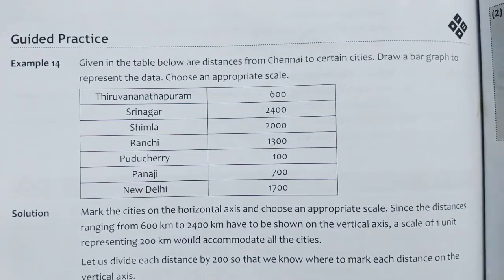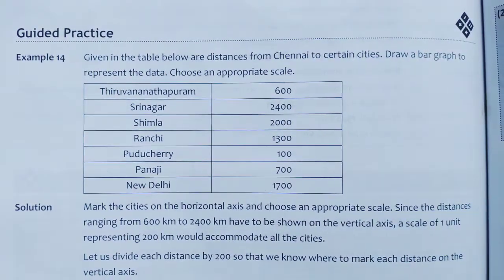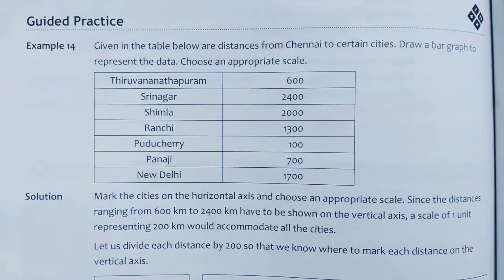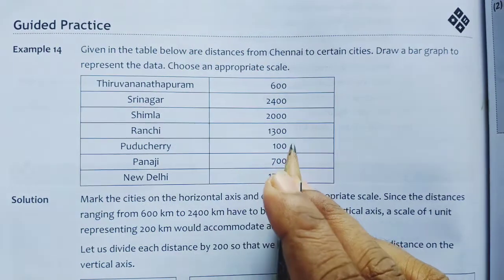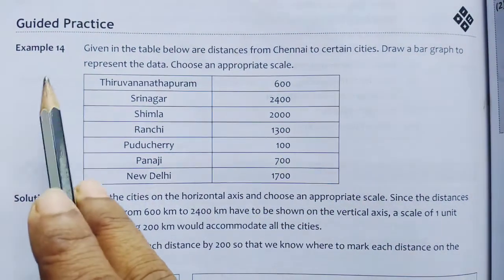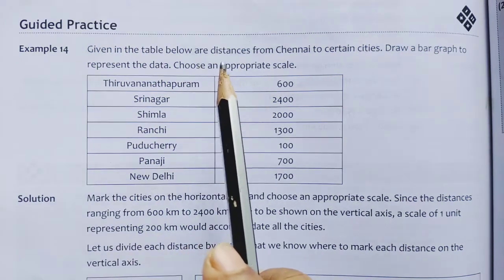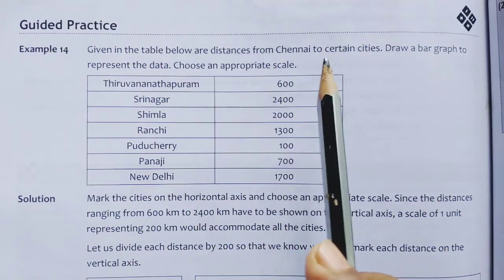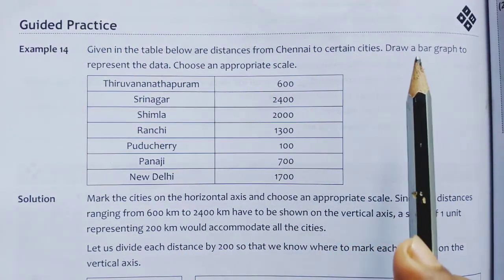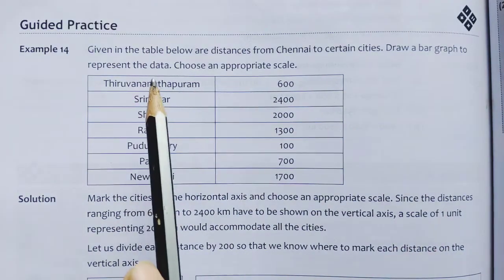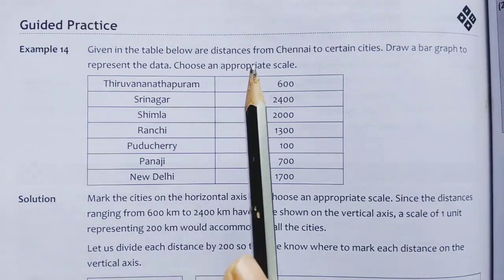A bar graph can be drawn as horizontal or vertical. Just try to understand using a problem. Here is example number 14. Given in the table below are distances from Chennai to certain cities. Draw a bar graph to represent the data. Choose an appropriate scale.